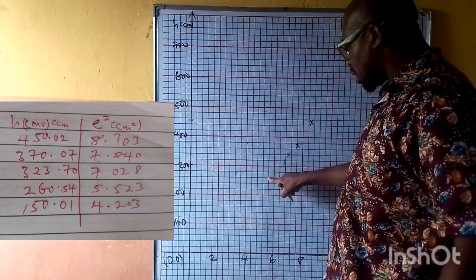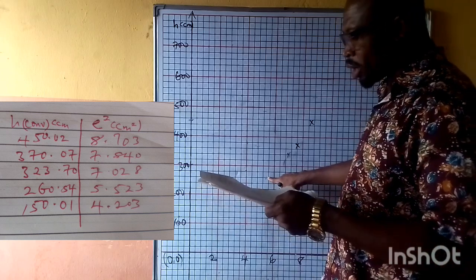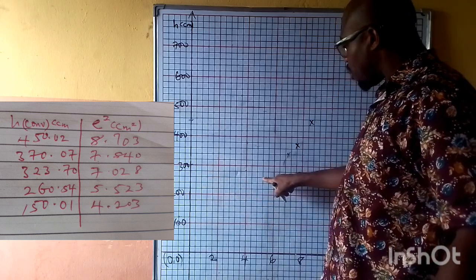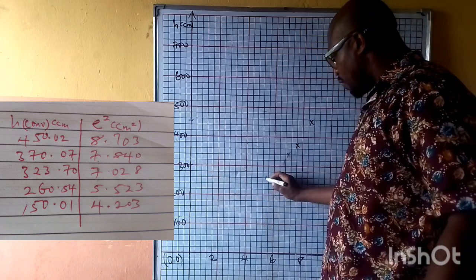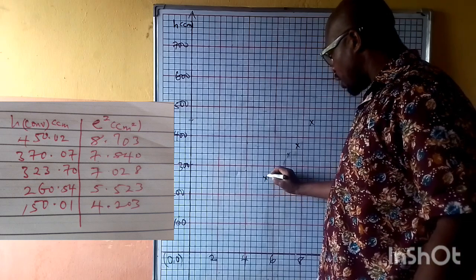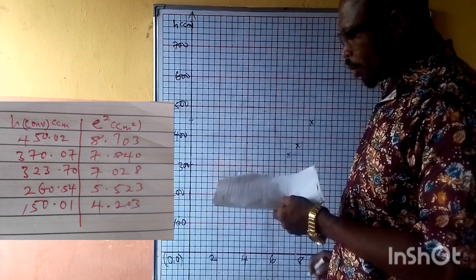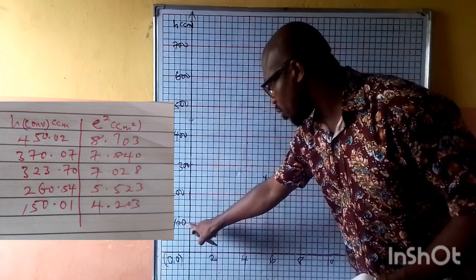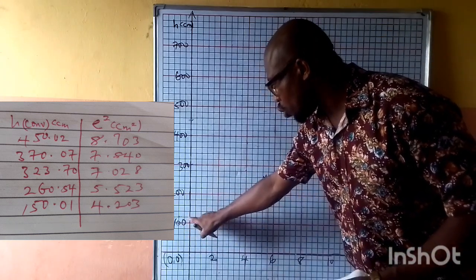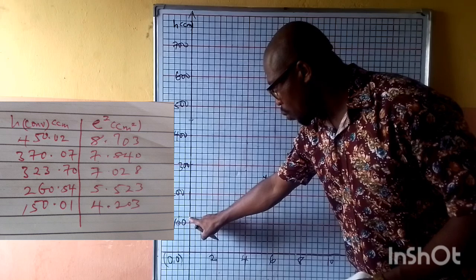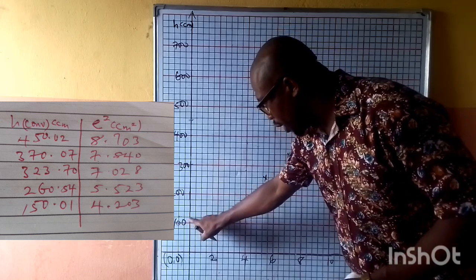Since it's 5.8, it is between 5.5 and this one, so we can have it in the middle here. Now, the next one is 150. Now remember, this is 100, 120, 140. So between 100 and 120, you can have it here.